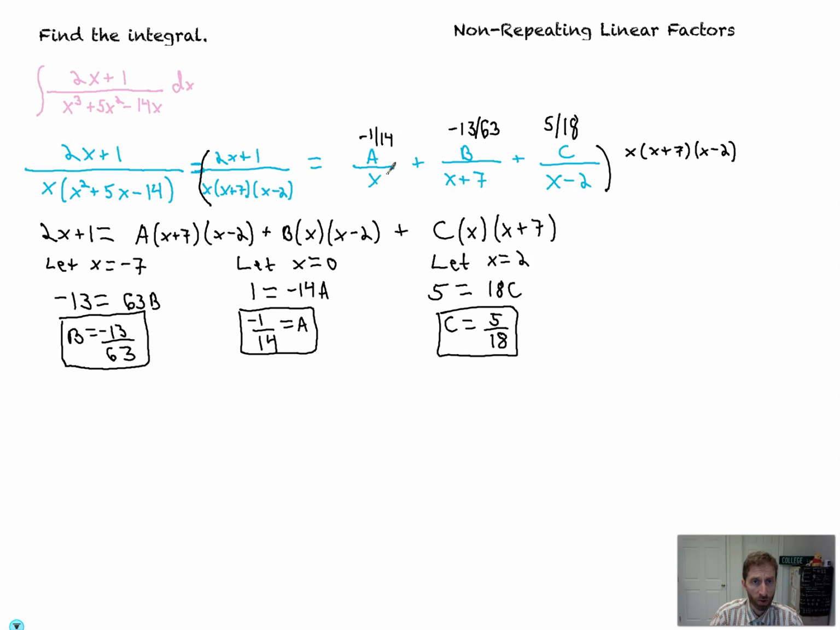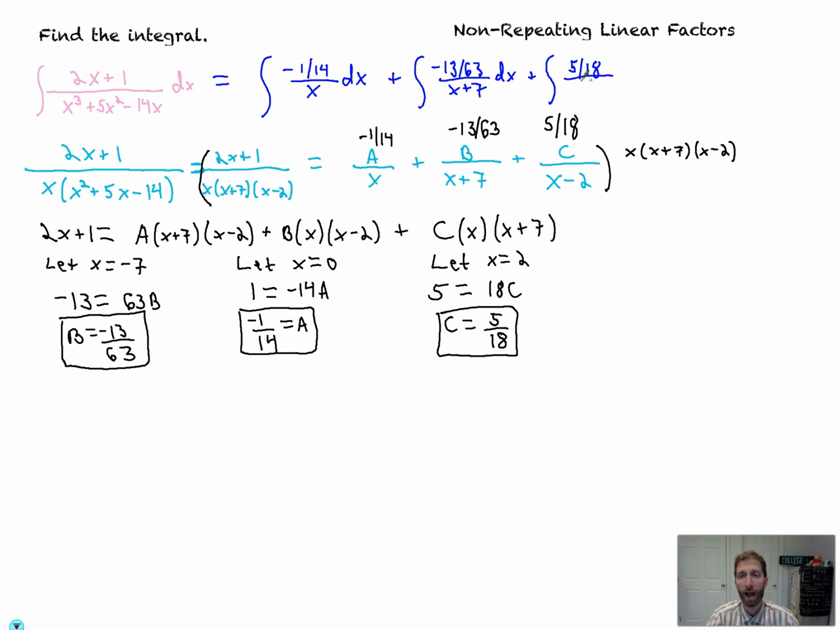So now what we do is we integrate each of those. So this integral is now equal to the integral of negative 1/14, right, times 1 over x. So it might be easier if I write it. Let me undo that right there. Negative 1/14 over x dx plus negative 13/63. And as gross as that number is, it's over x plus 7. It's actually very easy to integrate. dx plus the integral of 5/18 over x minus 2 dx. Sorry, that got a little sloppy.